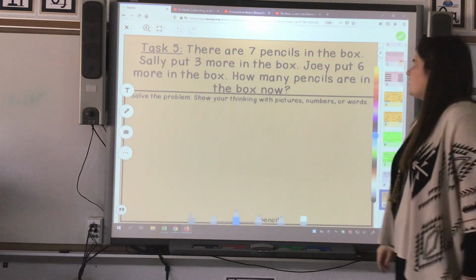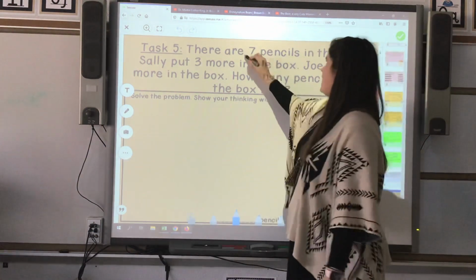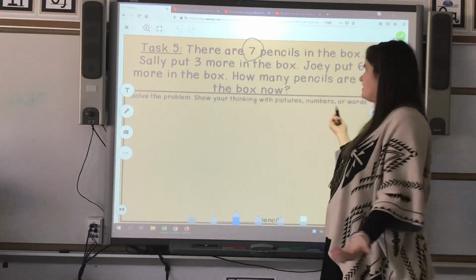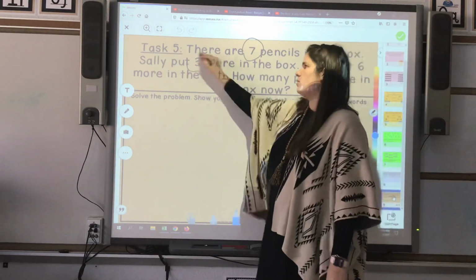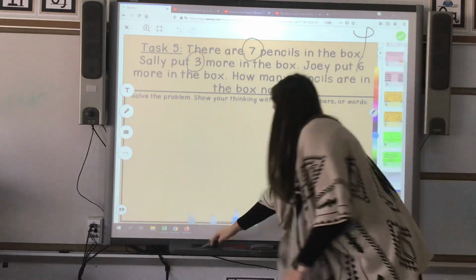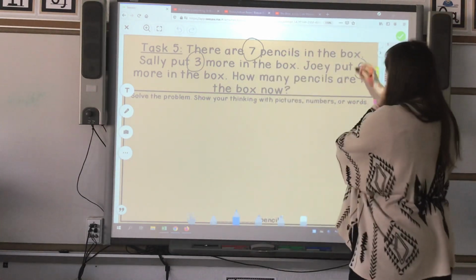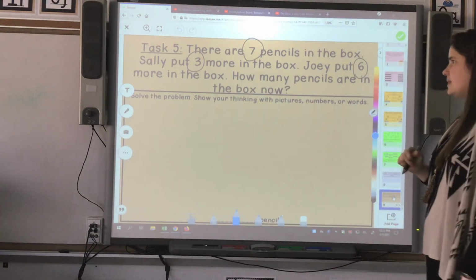This last one. There are 7 pencils in the box. Remember, when I see a word problem, I like to circle my numbers so I don't forget anything. Sally puts 3 more in the box. Joey puts 6 more. Ooh. There we go with the smartboard again. How many pencils are in the box now?